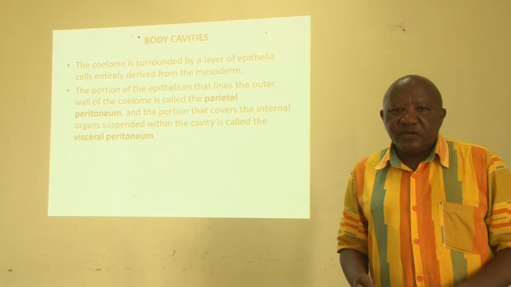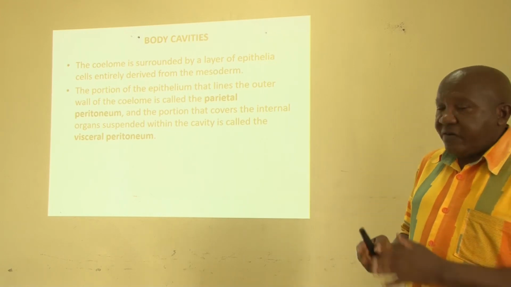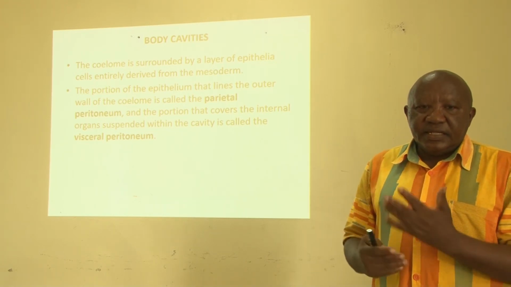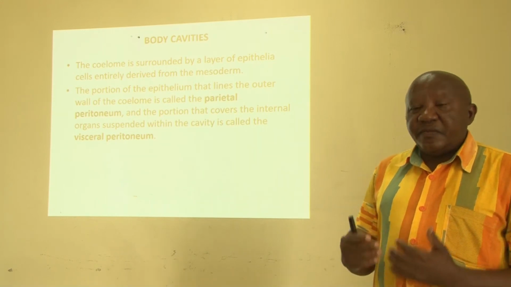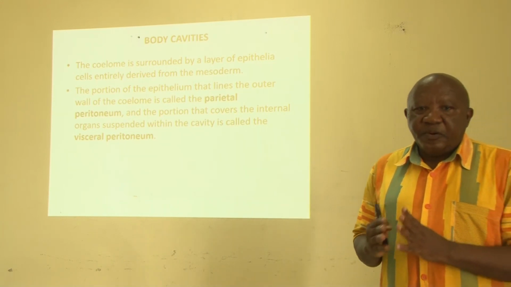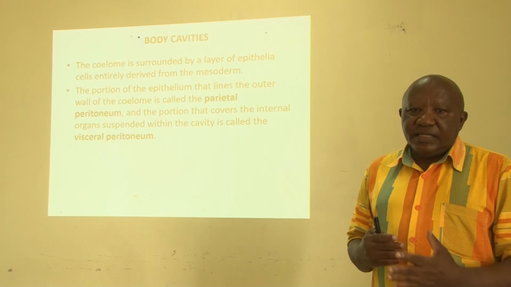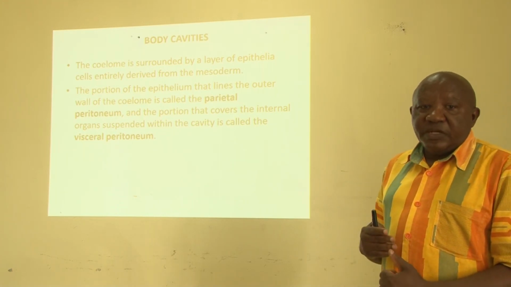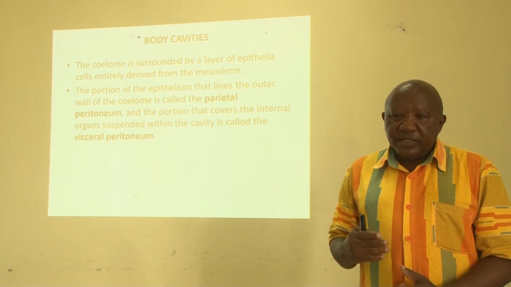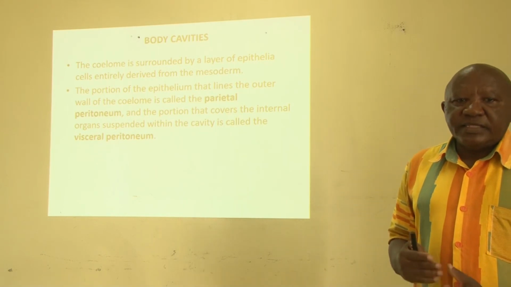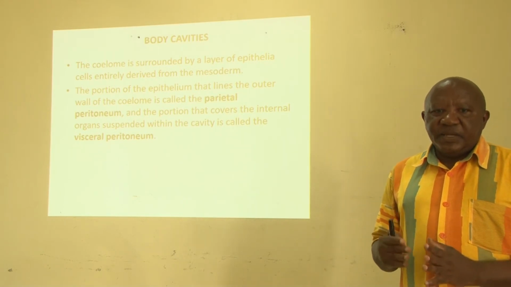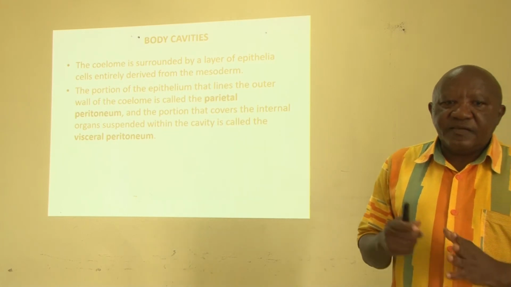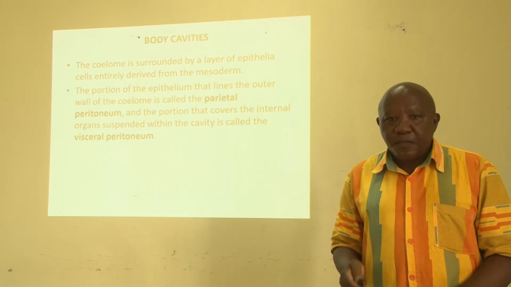The coelom is surrounded by a layer of epithelial cells entirely derived from the mesoderm. The portion of the epithelium that lines the outer wall of the coelom is called the parietal peritoneum, and the portion that covers the internal organs suspended within the cavity is called the visceral peritoneum.